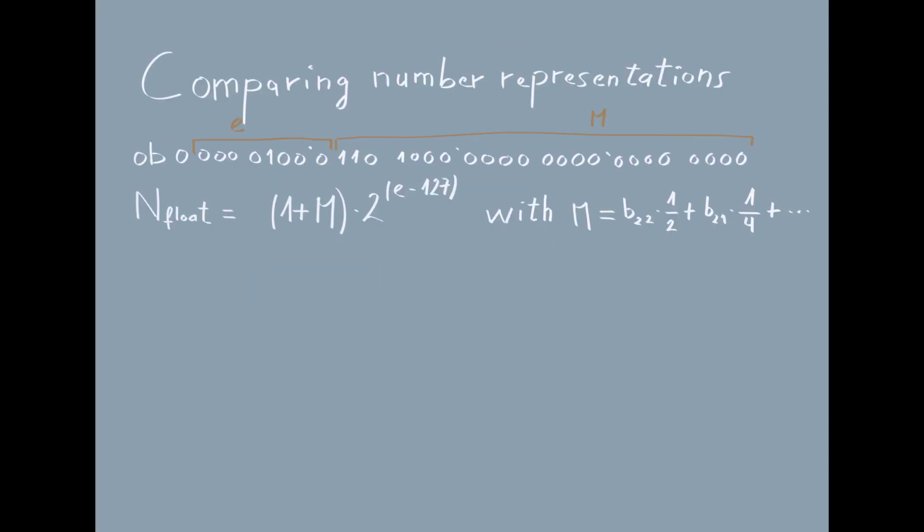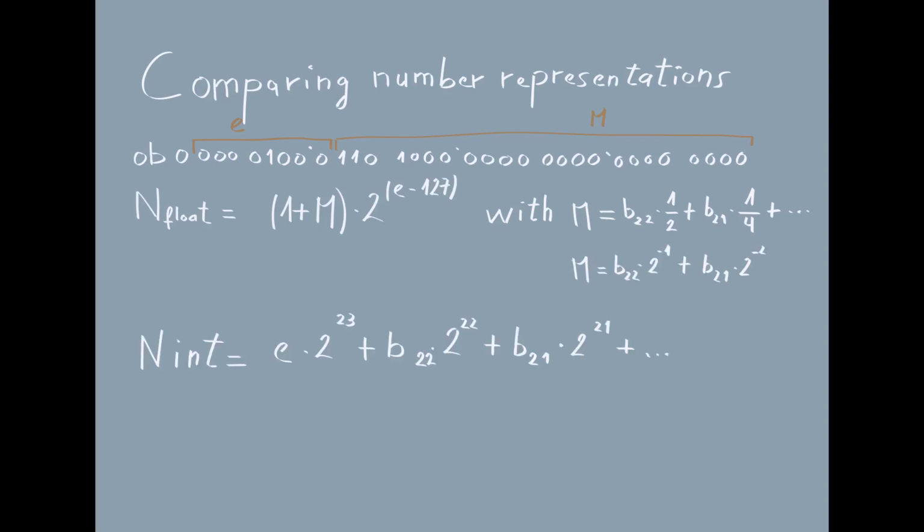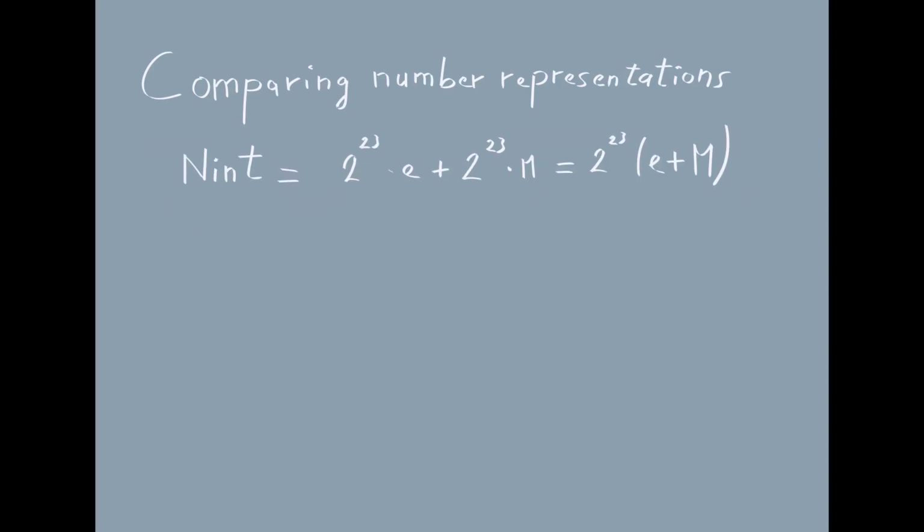If we compare float and int number representation, we can notice that the mantissa is a sum of powers of 2. Well, so is the int representation. The int representation is actually the exponent e times 2 to the 23 plus the sum of the lower powers of 2. And if we keep in mind that 1 over 2 is actually 2 to the 22nd power divided by 2 to the 23rd power, then multiplying them by 2 to the 23rd gives us its contribution into the int representation of the number. So we have n int equals 2 to the 23rd times e plus m.